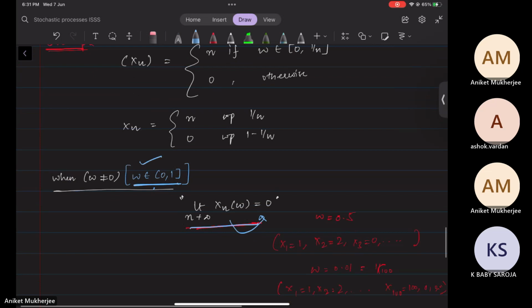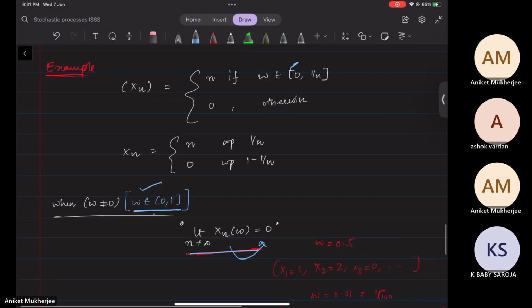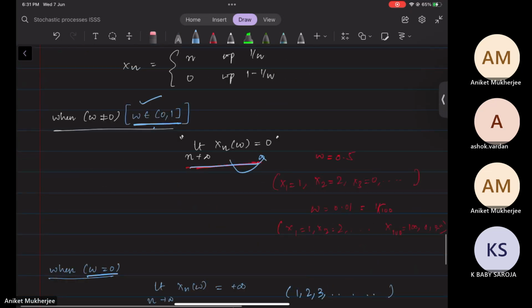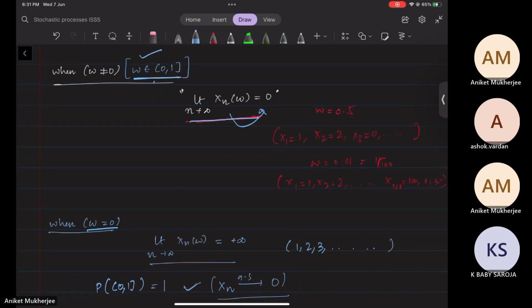Also, do you understand that this example is not pointwise convergence? Could you see that? Because for all omegas, it is not converging to zero. Only for some omegas it is converging to zero. But the probability of that set of omegas is one, hence it's almost sure convergence, but it's not pointwise convergence. Is that clear? Yeah, I got it, sir.